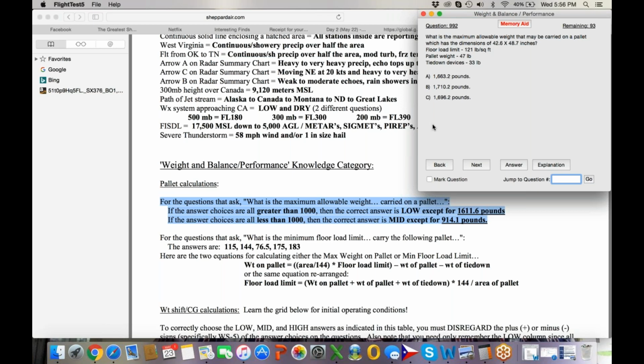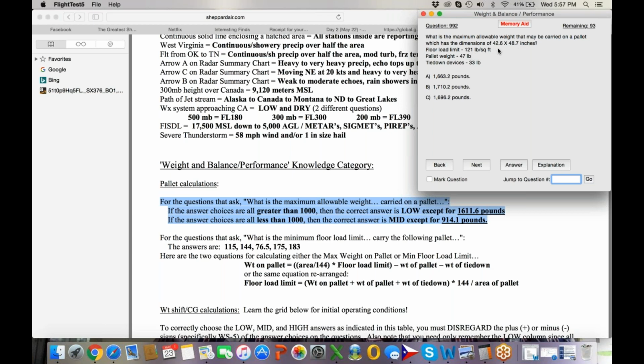But for those of you that don't like math, and had I actually read this, I probably wouldn't have figured out the actual equation. But it's pretty simple to figure out. So you've got to figure out the actual size. You've got to take these 42.6, multiply it by 48.7, and divide it by 12. That gives you your square footage.